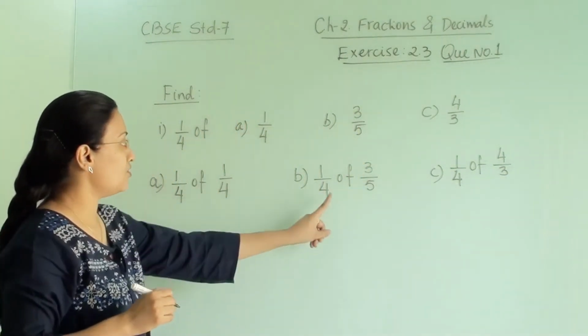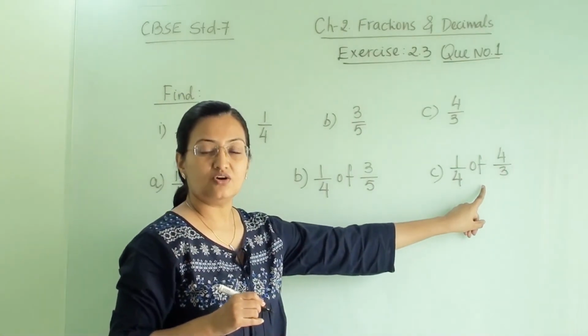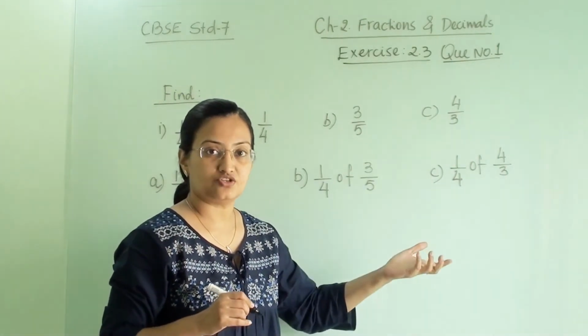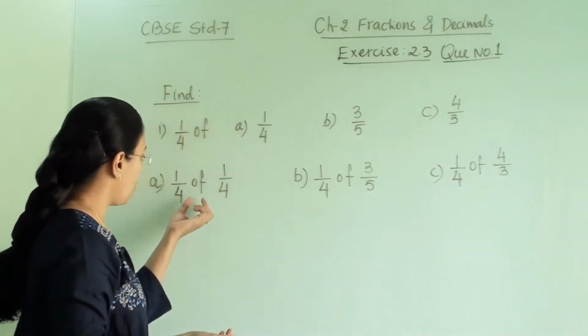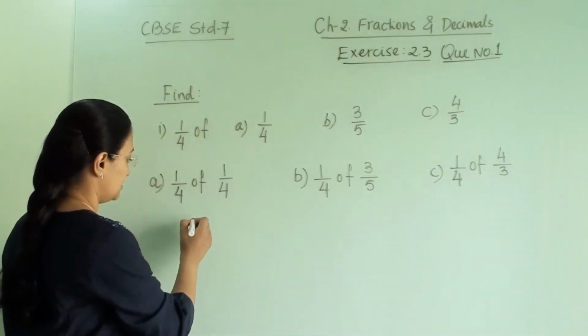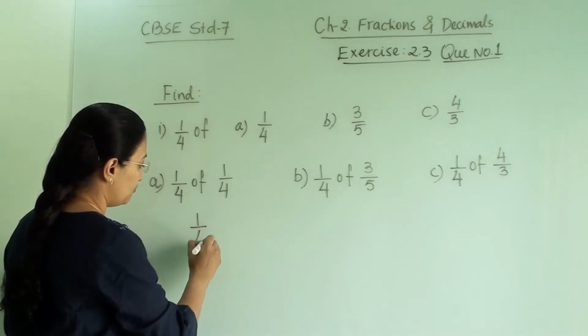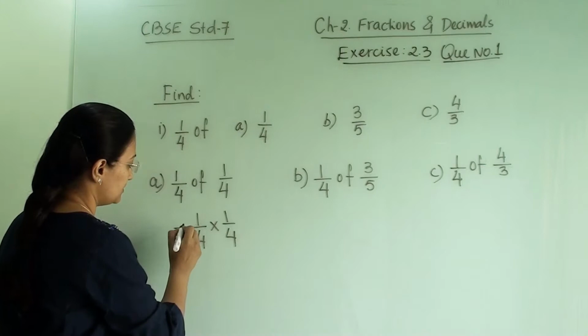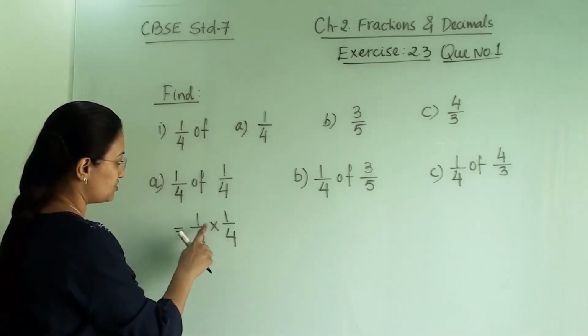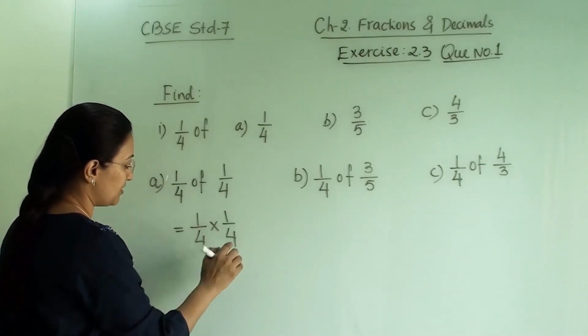Now what is the meaning of "of"? The meaning of "of" is multiplication. Product means the answer of the multiplication. So "of" is multiplication here. So 1 by 4 into 1 by 4.